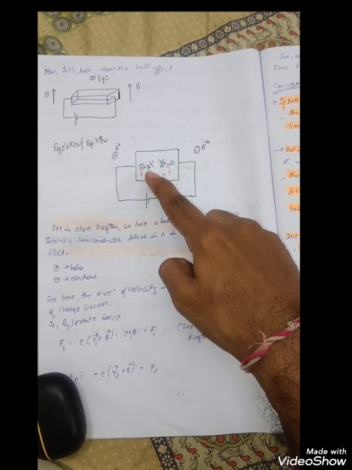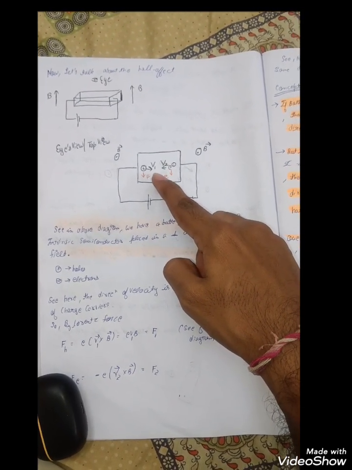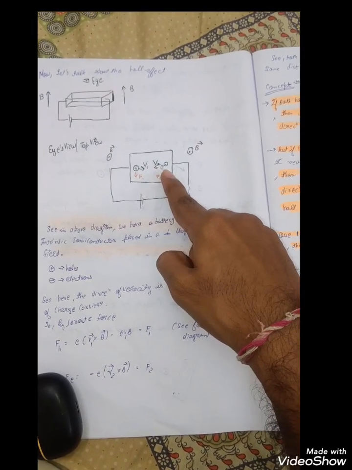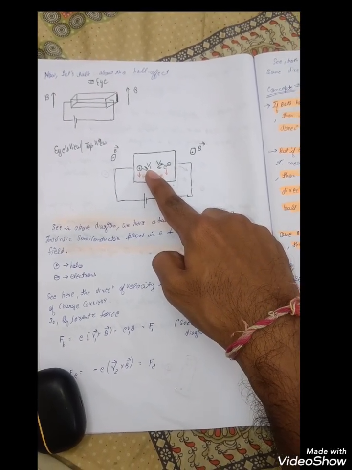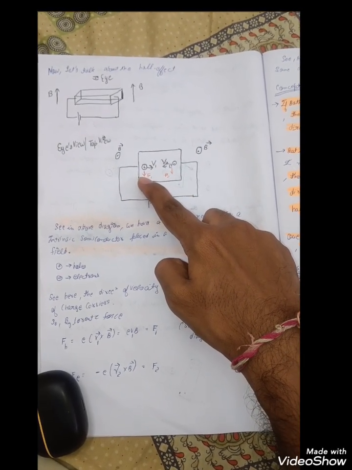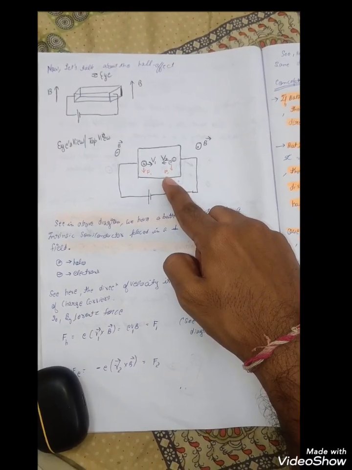Their drift velocities, v1 and v2, may be different, but the basic thing is that the velocities of both of them are in opposite directions. And this implies that the Lorentz force on both of them must be in the same direction. How? Let's see.